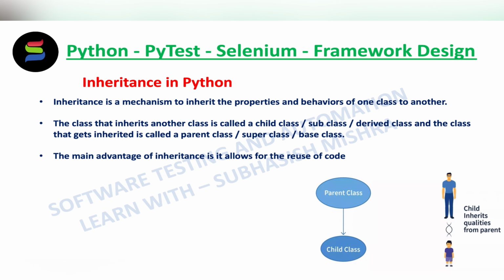The class that inherits another class is called a child class, subclass, or derived class. And the class that gets inherited is called a parent class, superclass, or base class. The main advantage of inheritance is that it allows for the reuse of code. We do not need to write the same code repeatedly.